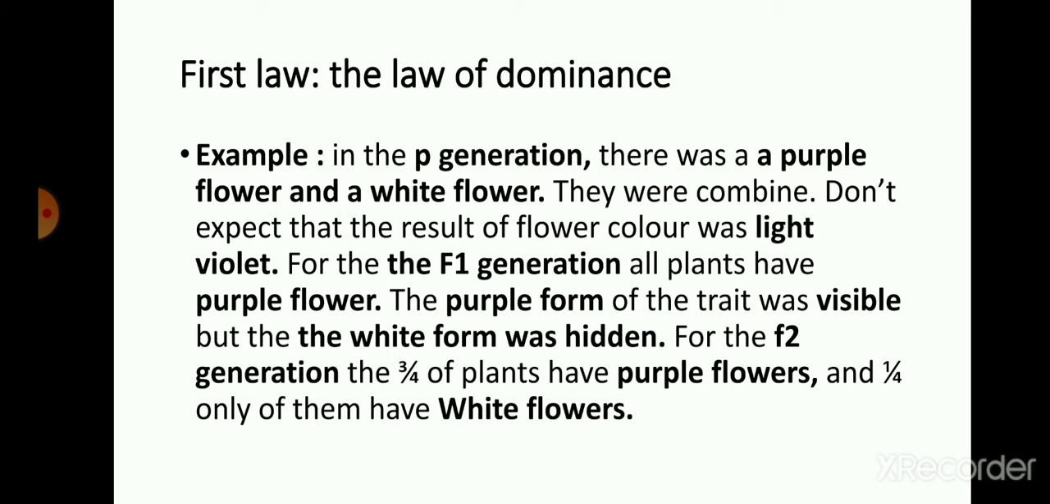But when we cross the F1 generation, allow self-fertilization and obtain the F2 generation, then in the F2 generation we get, out of 4, 3 plants having purple flowers, and out of 4, one having a white flower. This means the dominant allele suppresses or masks the effect of the recessive allele. So that is the law of dominance, because one dominant allele suppresses or hides the expression of the recessive allele, which cannot appear in the F1 generation because of the presence of the dominant character.